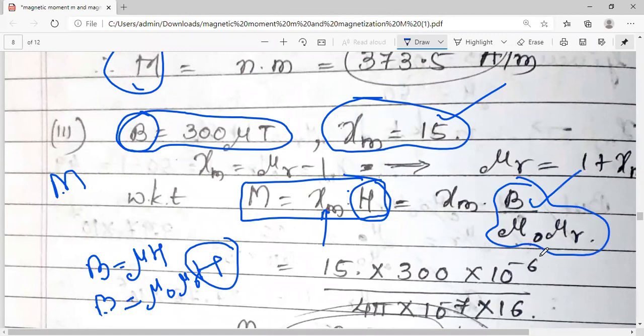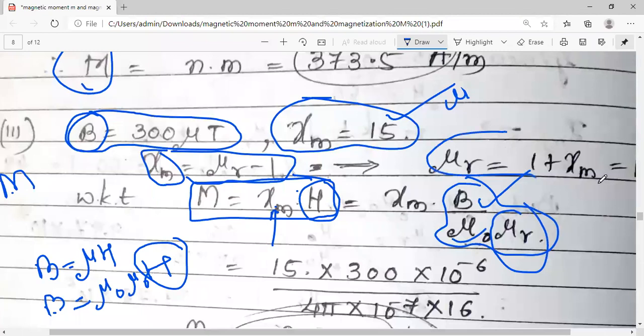B is given to you in the question. Chi is also given to you in the question. But what is mu naught? 4 pi 10 raised to minus 7. What is mu R? Mu R is again unknown. It is not given in the question. But chi is given. So from chi you can find mu R, because you know that mu R is equal to 1 plus chi m. 15 plus 1, 16. So mu R is 16.